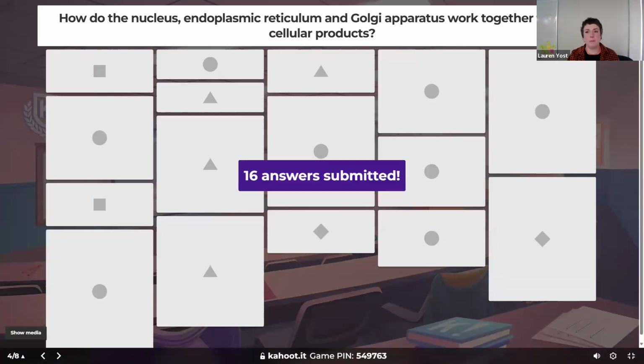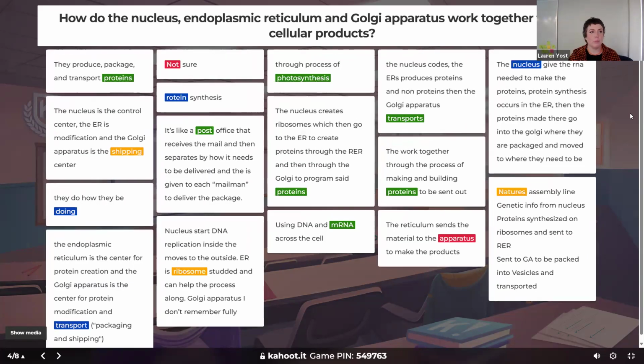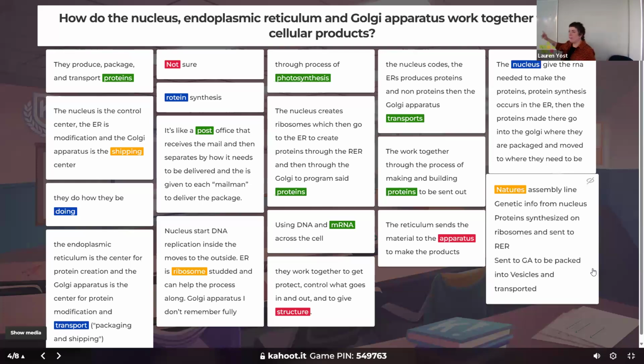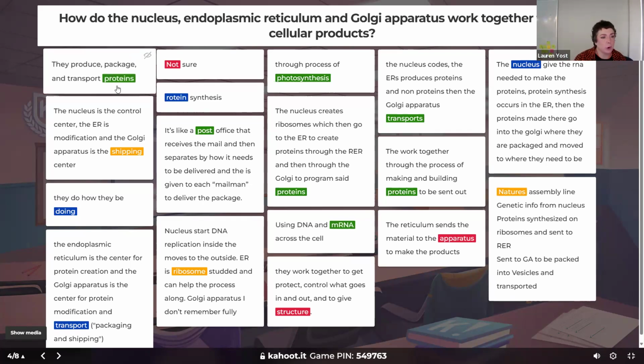All righty, we ready? All right, how do the nucleus, endoplasmic reticulum, and Golgi apparatus work together to make cellular products? The nucleus contains the genetic information. It's like the blueprints for everything. Then we would make a working copy and take it to the endoplasmic reticulum. The endoplasmic reticulum will actually make the protein that that gene is coding for. Then that gets moved to the Golgi apparatus, where we will package it and transport it where it needs to go. We'll also make any modifications that might need to be made before we go through that shipping process. So here we can see some people wrote they produce, package, and transport proteins. That's pretty much the steps we would be following there.